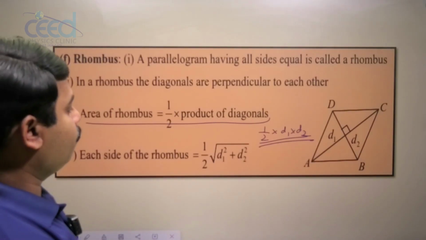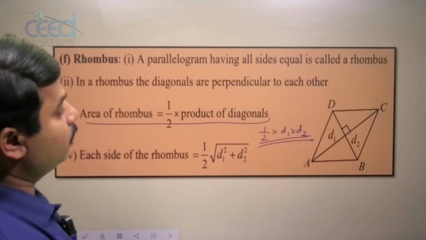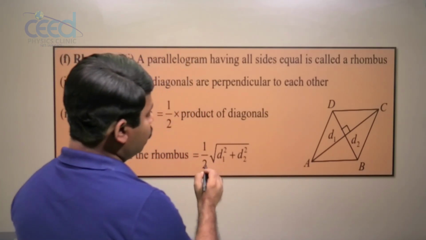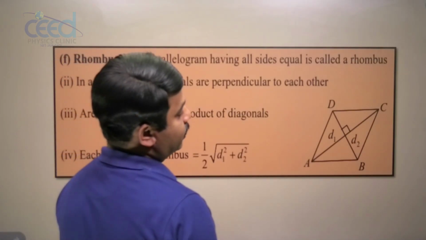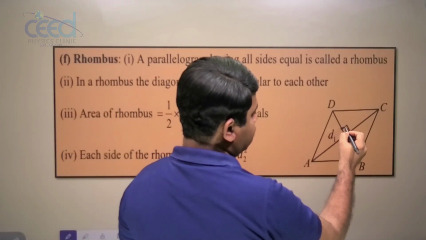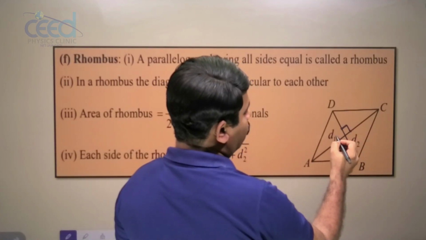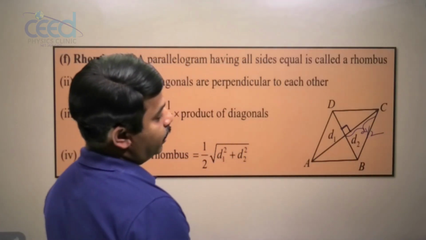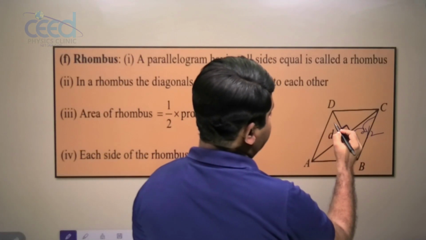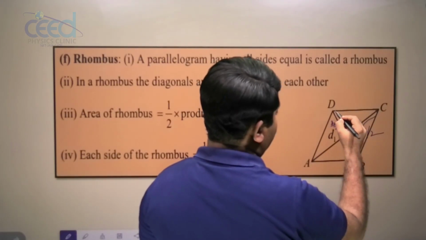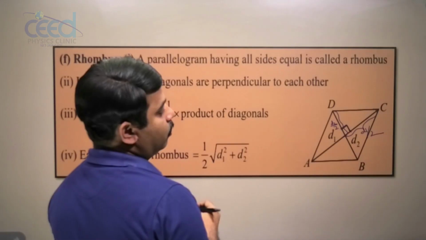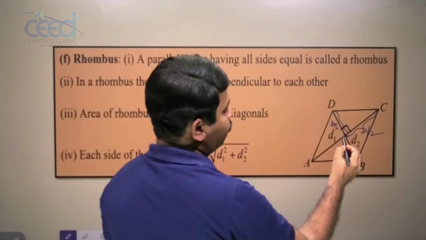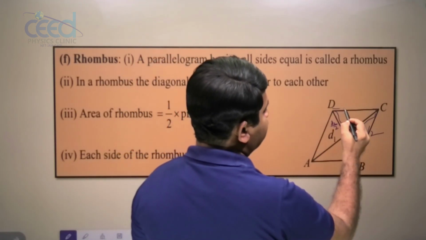Now each side of the rhombus, you can calculate how. To find the side, look here, this is d1. Here you can take this as d1 by 2, and this you can take as d2 by 2, because the diagonals bisect each other. Now this angle is 90 degrees, so this is the hypotenuse.